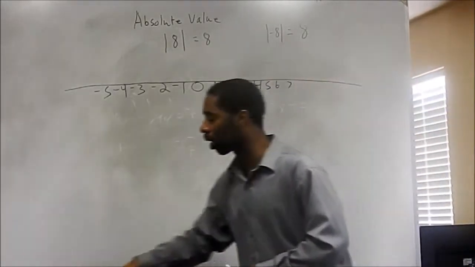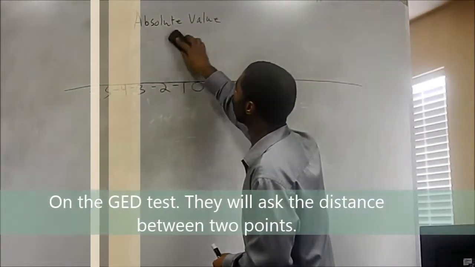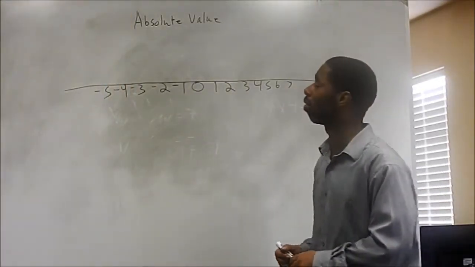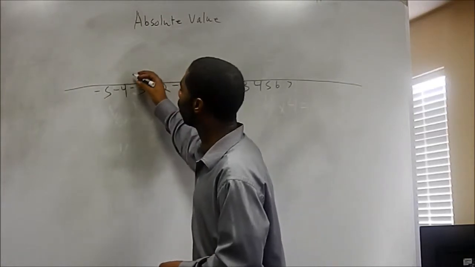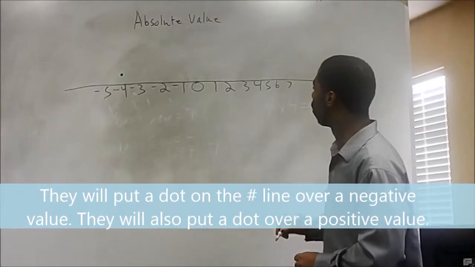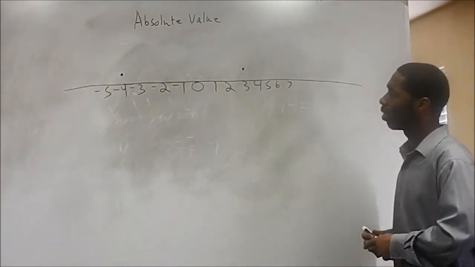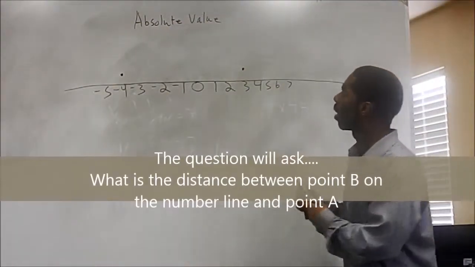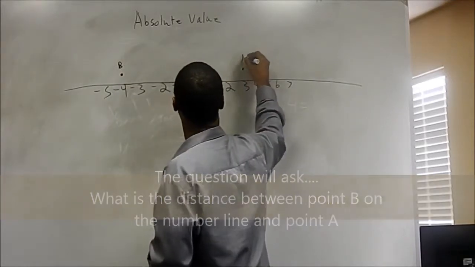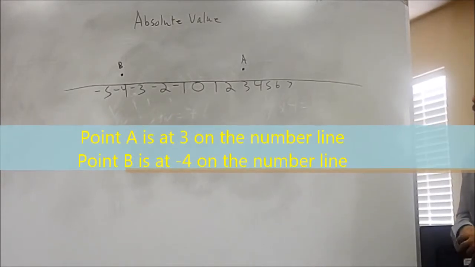Now, when this comes into play, and what I'm guaranteeing that you're going to see on the test, is they're going to ask you the distance between 2 points. When you're dealing with the number line, your answer is always going to be absolute value. And what they'll do is they'll try to put a dot over here where there's a negative value of a number, and they'll put a dot over here where there's a positive value. And the question is going to say, let's say that they call this point B, and they call this point A. What is the distance between point A and point B?